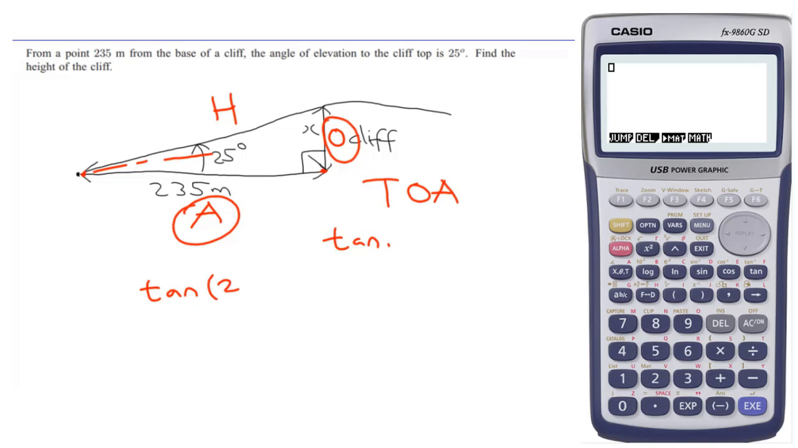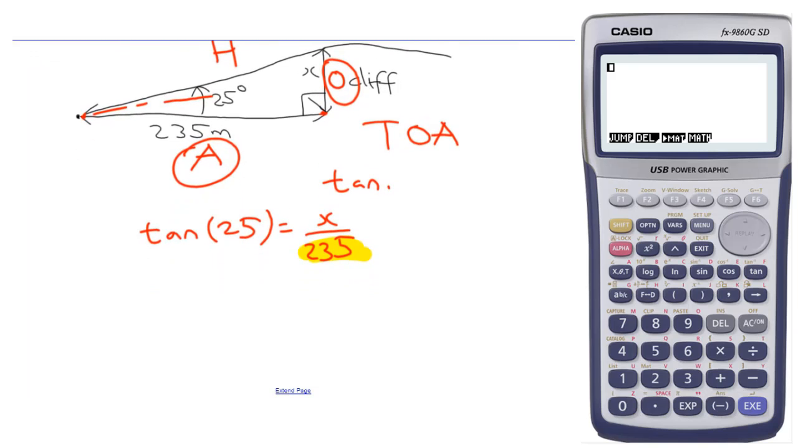So tan of the angle, 25, equals O, which is X, over A. A is the 235. So now we need to solve this for X and make X the subject. We are going to want to get rid of that 235, so we're going to multiply by it. So that is going to say X equals 235 times tan 25. That's going to give us our X.